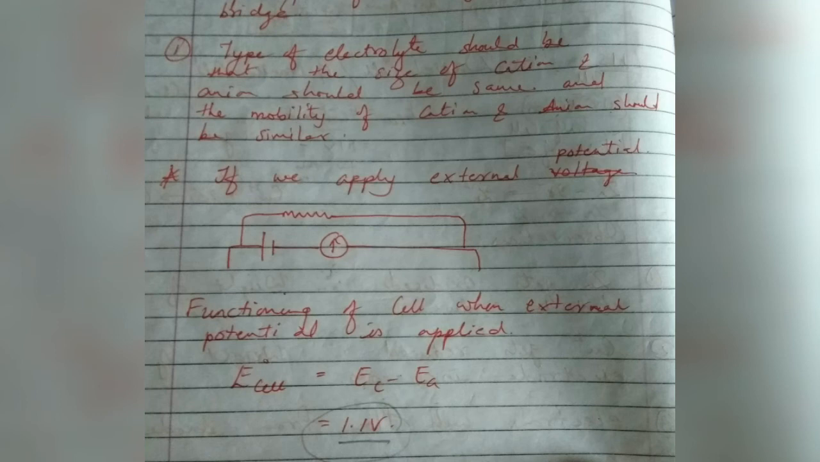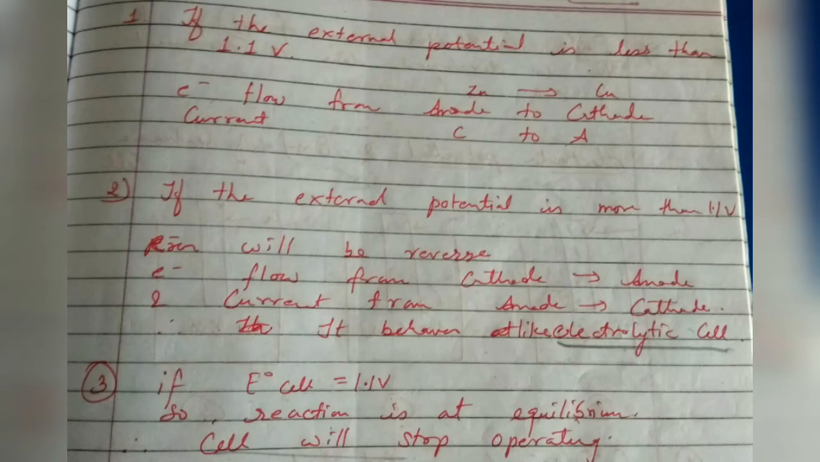If we apply the external voltage, see सब पहले जब हमने जैसे ही सॉल्ट ब्रिज डाला हमारे वोल्ट मीटर पे कुछ करंट दिखेगा, कुछ अमाउंट दिखेगा. So if we talk about the zinc copper Daniel cell, 1.1 voltage is been seen. So ये डेवलप हुआ because of the electron. अगर हम बाहर से पोटेंशियल्स देते हैं तो क्या होगा, functioning of the cell when the external potential is applied, that is E0 cell is equal to E cathode minus E anode. यहाँ पे आ रहा है 1.1 वोल्ट.